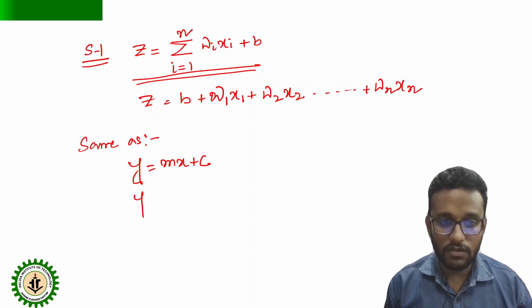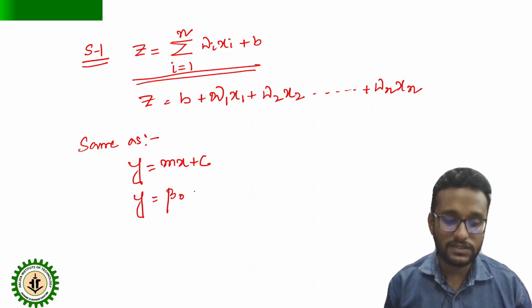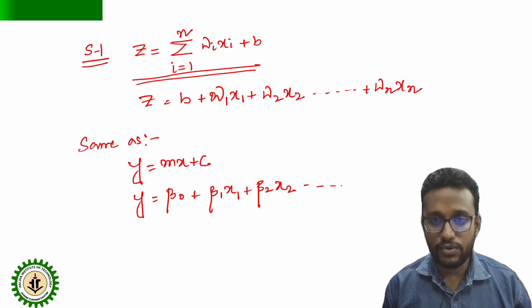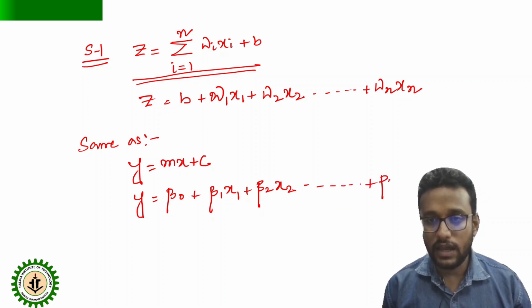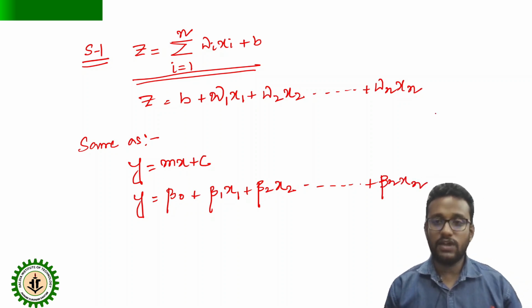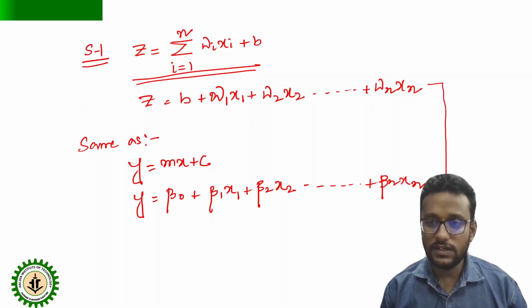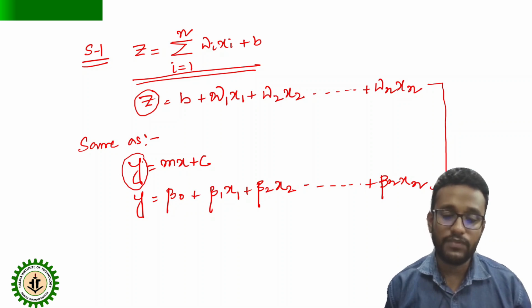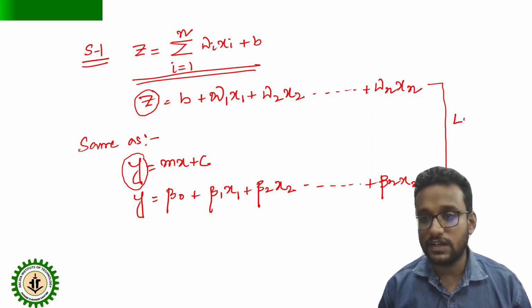Okay. So what is the meaning of y equals mx plus c? So y equals beta 0, you can represent it as a bias, plus beta 1 x1 plus beta 2 x2, up to beta n xn. Okay. So you can see it is the same as the formula of z with the y. That means it is the same as the straight line formula. So that kind of problem we can call a linear problem.